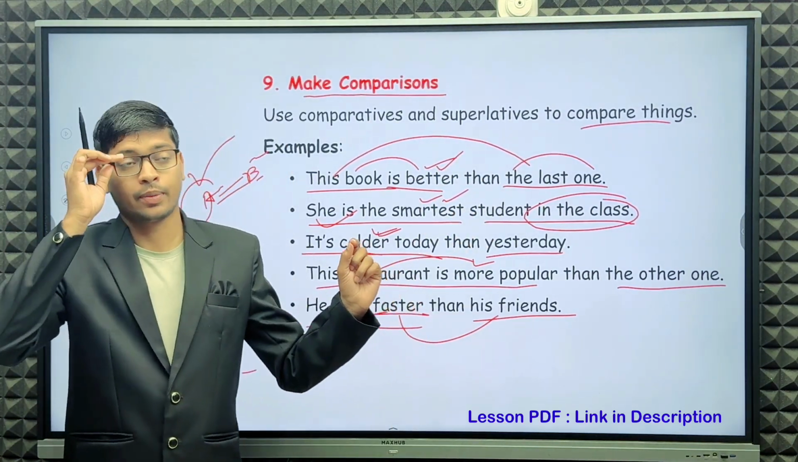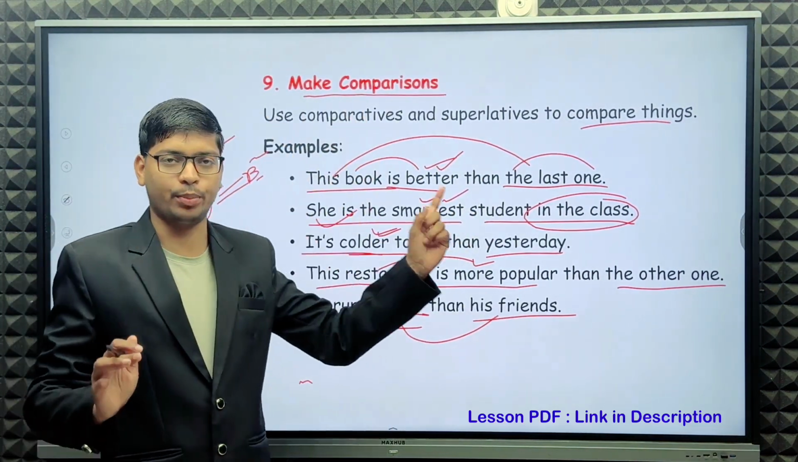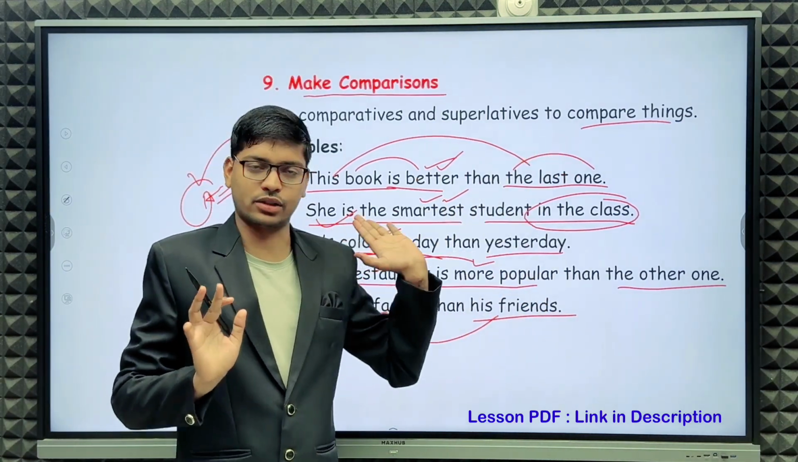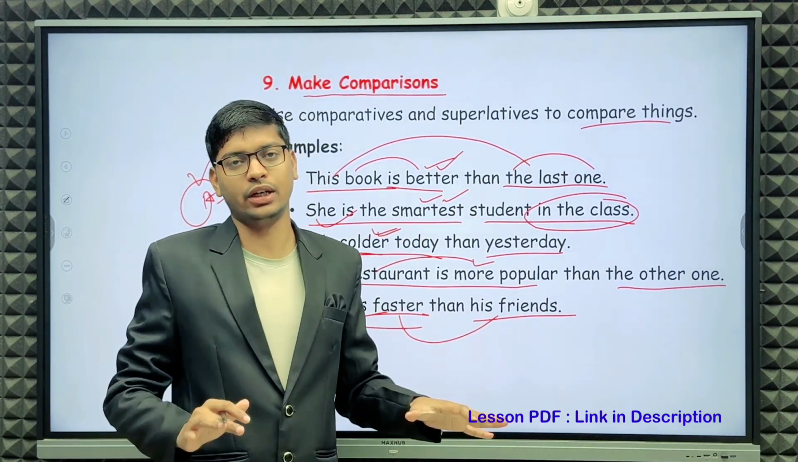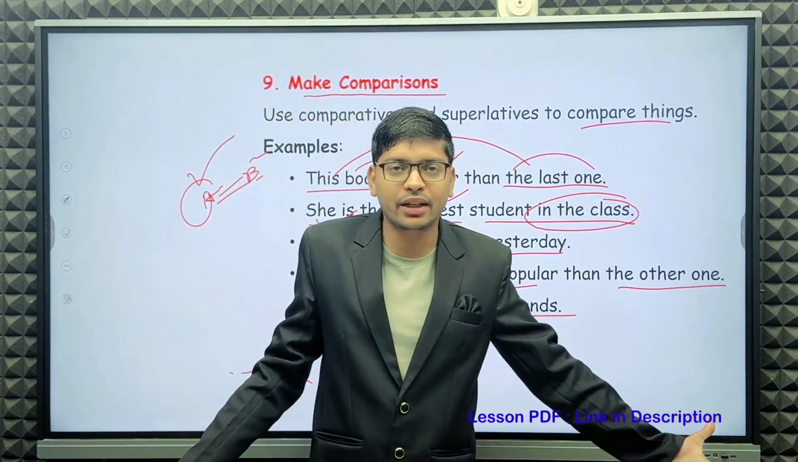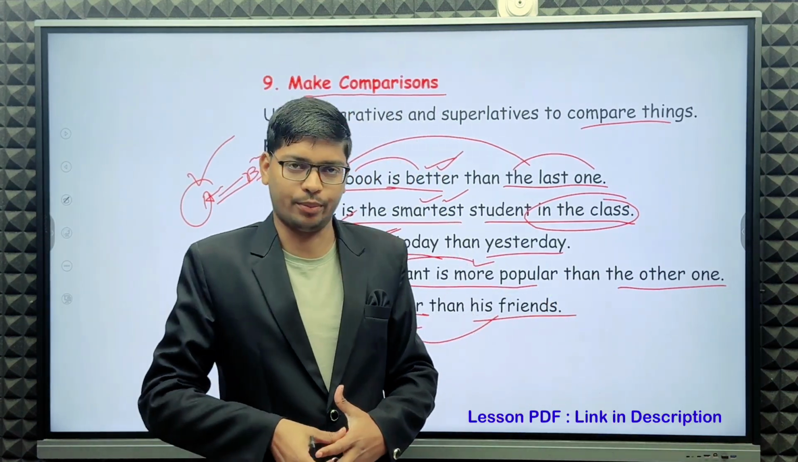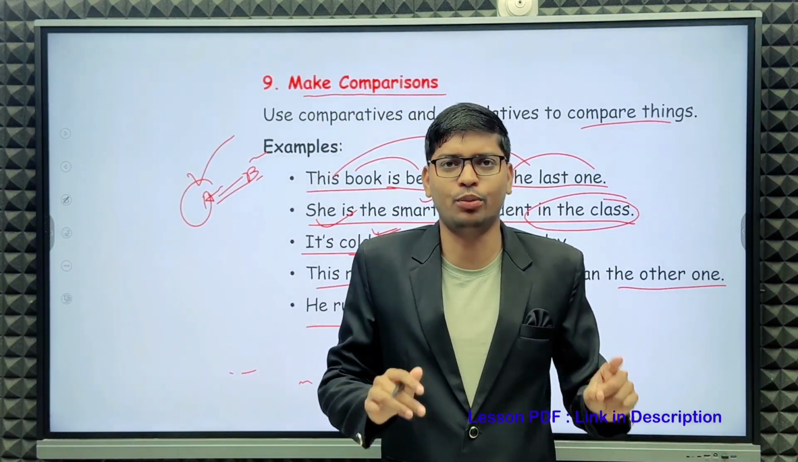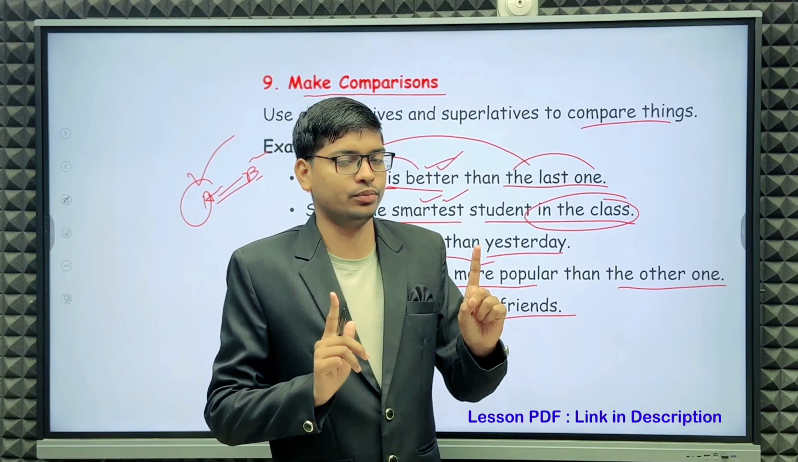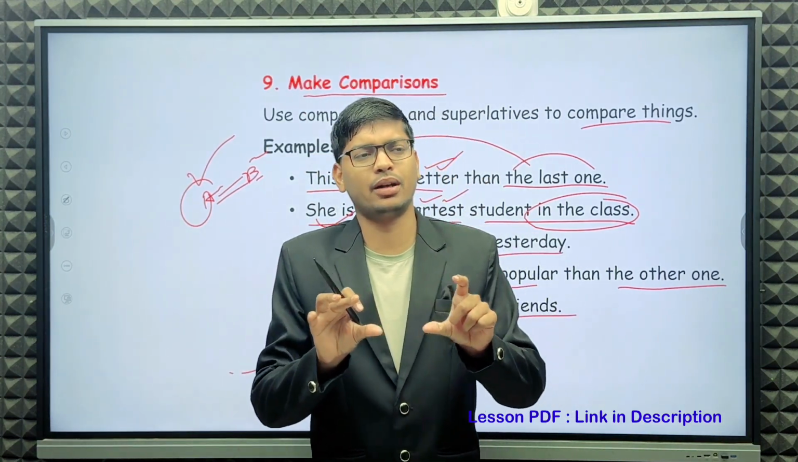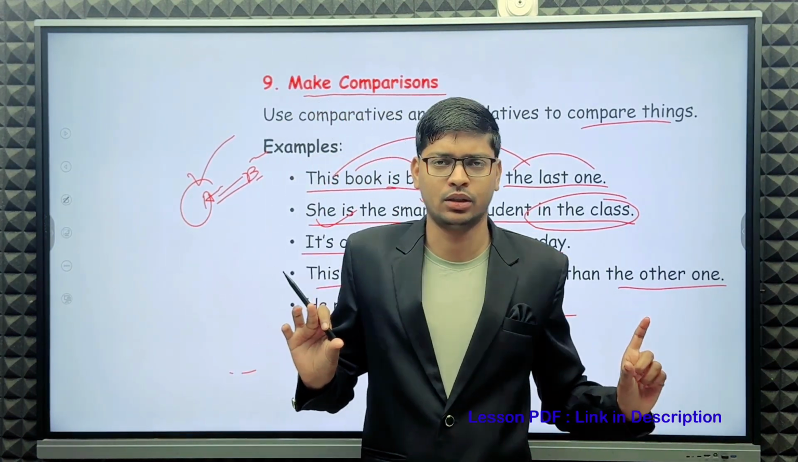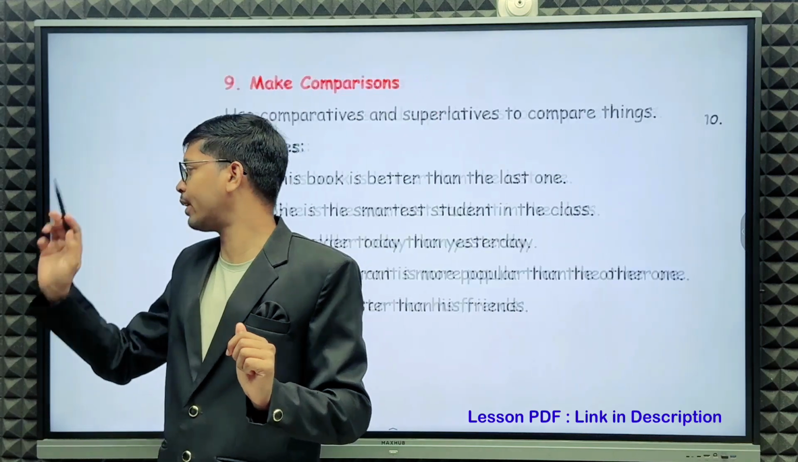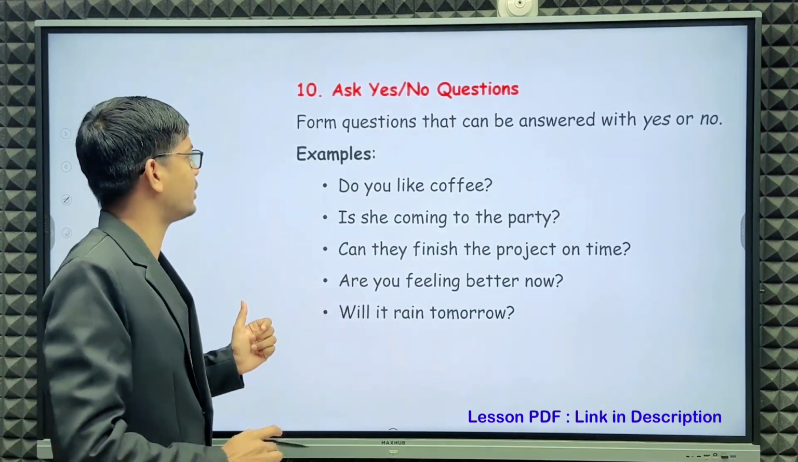So use comparatives and superlatives to compare things. You can easily create new sentences in your mind while you speak English. This is a very common method, but you must remember. Remembering is the most important thing here. So let's move on to our next method.